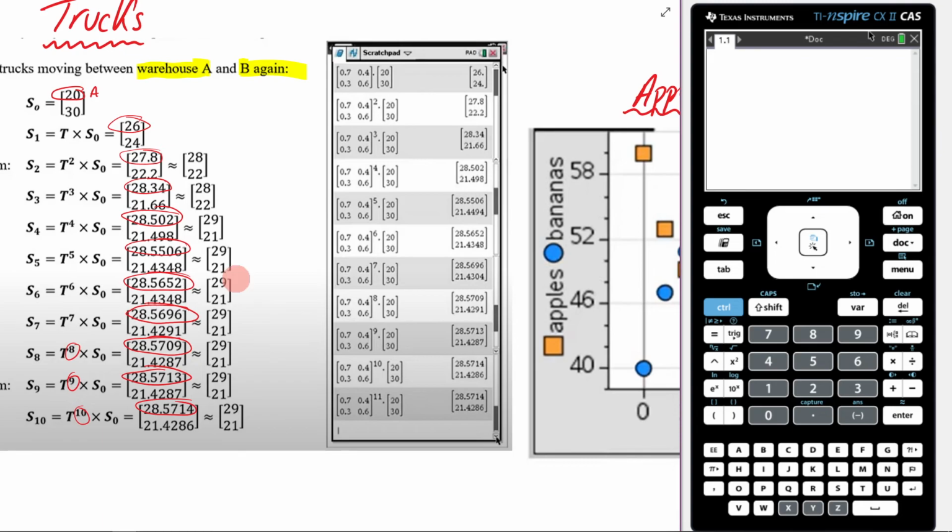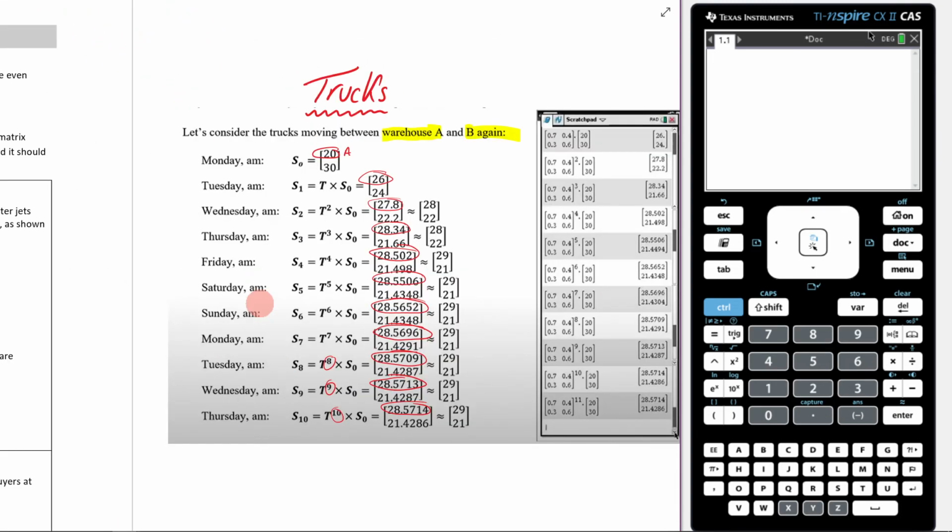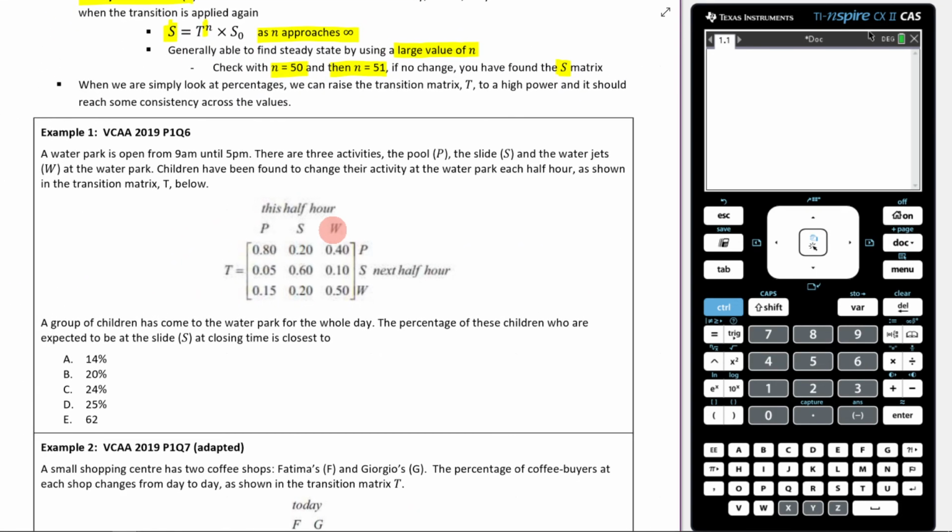Hopefully that gives us a bit of a good introduction to it. But now we'll launch into an example and things will make even more sense.